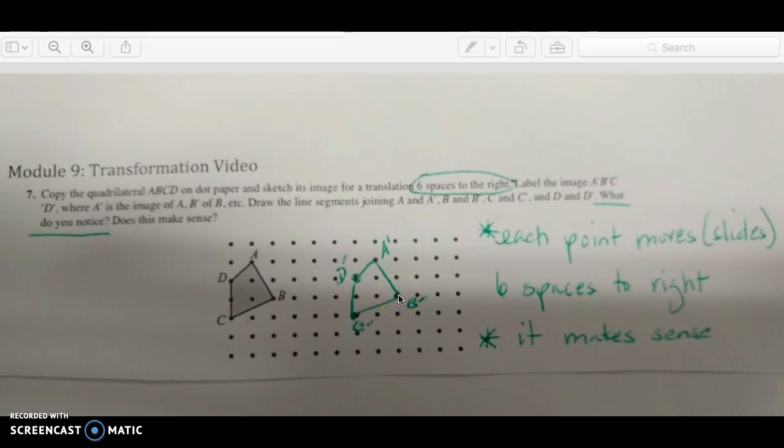And the question says, what do I notice? That each point is 6 spaces, and that the points between, so D prime and A prime, are exactly the same spacing apart as D and A on the original image. And I think by my students being able to draw that, they will see that relationship and it will make sense to them. The second problem that I'm doing is number 8.